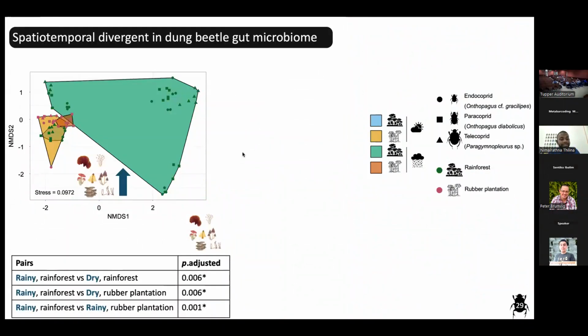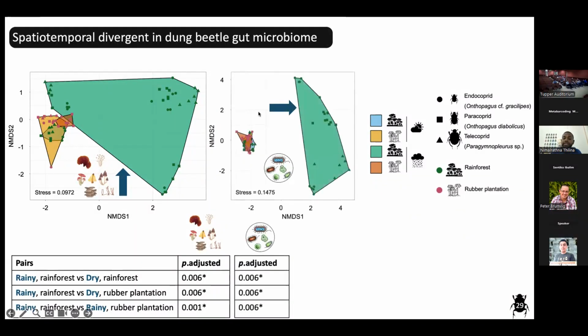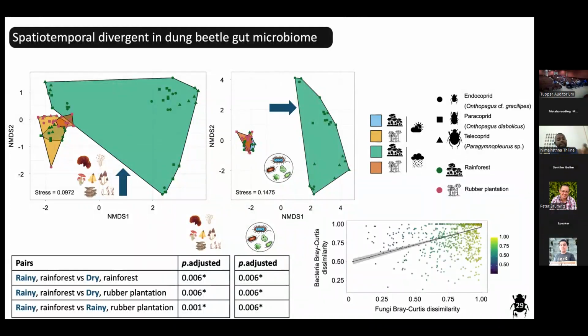When you look at the composition, again, the rainy season rainforest shows a different composition for the fungi. Even though the bacterial diversity doesn't change, the composition in the rainy season rainforest is completely different from the other habitat and season combinations. When you look at the co-occurrence, it shows the bacteria and the fungi co-occurrence are highly correlated.